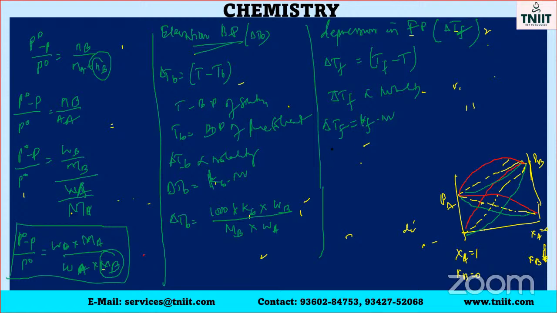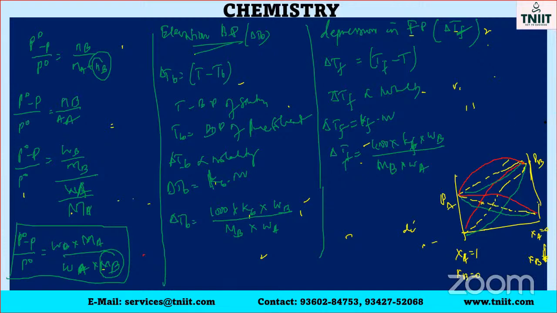It's a constant. So delta TF is calculated by the formula 1000 into Kf into Wb divided by Mb into Wa. Same formula, but it is Kf instead of Kb.